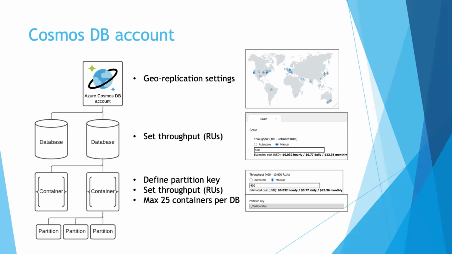And then at the container level, you can also set throughput. You also define your partition key. An important limitation is that you can have a maximum of 25 containers per database, which will be relevant for our multi-tenancy discussion. You configure the partition key per container, as you can see in the screenshot. Once it's configured, you can't go back. If you need to change your partition key, you need to move your data to a new container, and we'll talk about that.